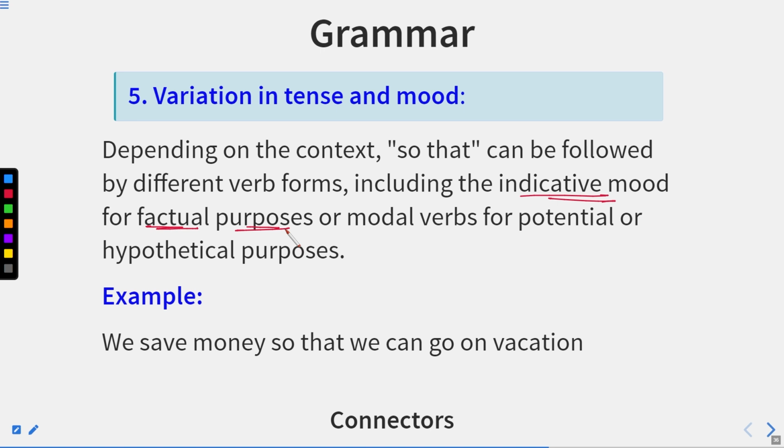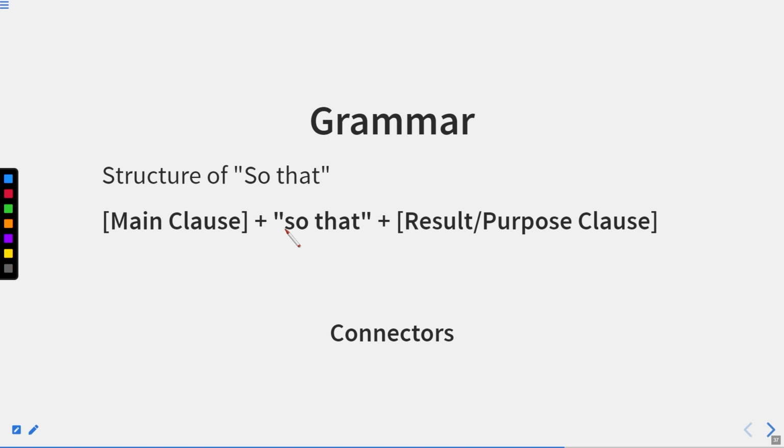We save money so that we can go on vacation. So this is not an imagination. In fact, this is a pure fact. Structure of so that: main clause, so that, and result or purpose clause. Now we can also have a sentence like: she studied hard so that she could go on vacation. So the fact behind it, this is the fact. If she had completed her course, she would be able to go on the vacation.